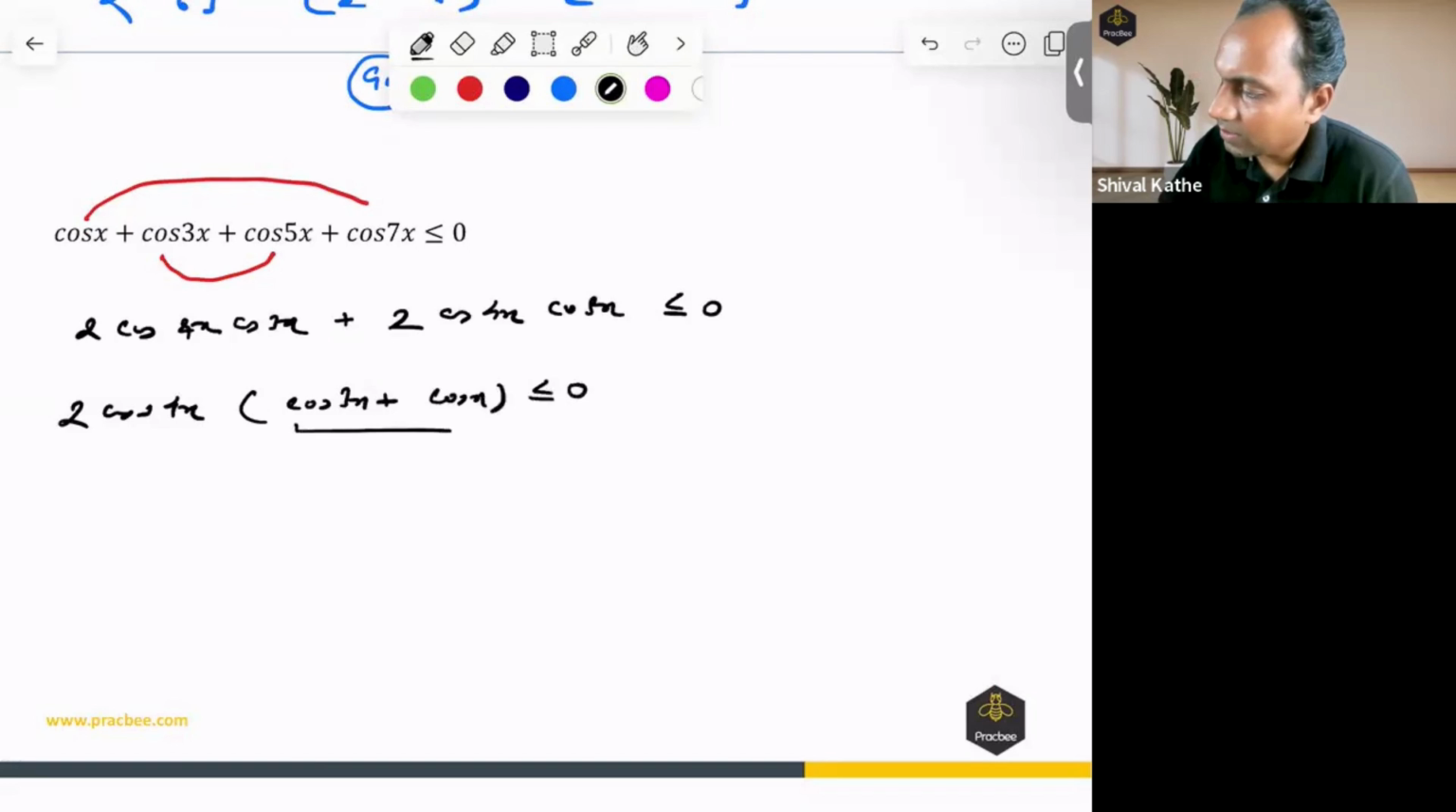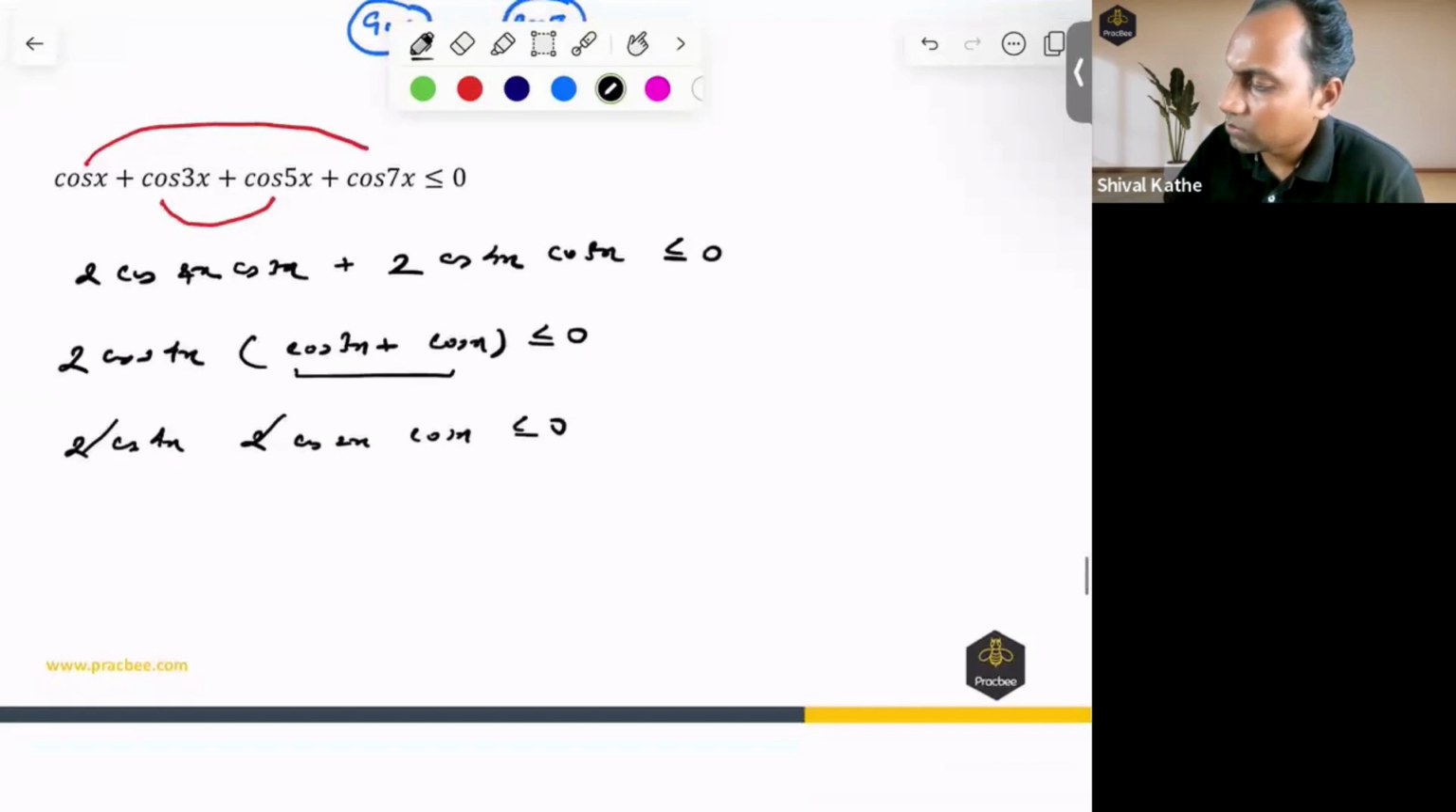Now if I again apply the formula, this becomes 2 times cos 4x. This becomes 2 times cos of 4x by 2 cos 2x, and then difference divided by 2 cos. Now this 4 we can cancel out, it will have no relevance. So what we are getting is cos of x into cos 2x into cos 4x is smaller than or equal to 0.